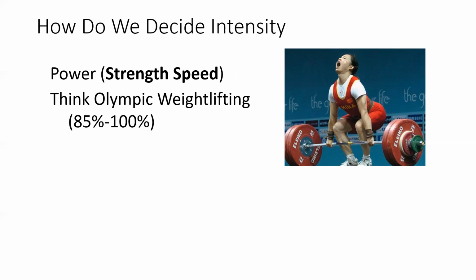Olympic weightlifting movements are the most conducive to train this side of power, and it's going to be 85 to 100% of one repetition maximum within that weightlifting movement. So not of maximal of a squat or a bench press or a row, but of a weightlifting movement in that 85 to 100% zone will help us develop speed or strength speed. So it's high force production and moving as fast as we possibly can with high force production.